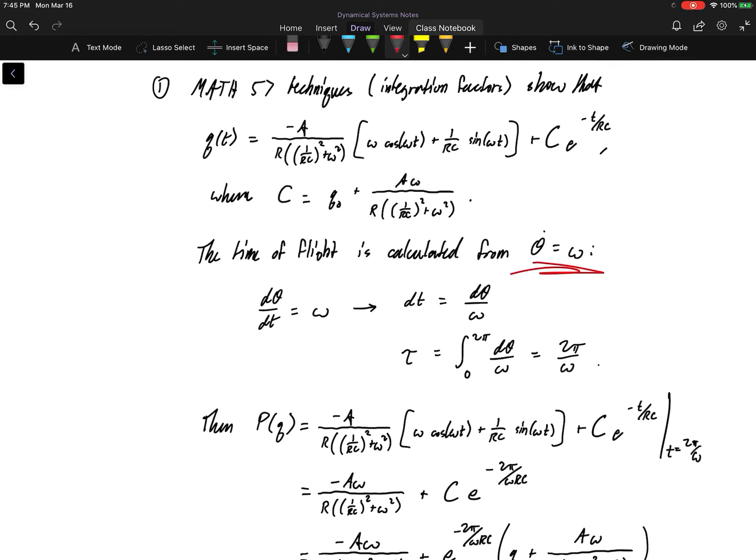The time of flight is a little bit different here. Remember, theta is now equal to an arbitrary rate. But if we think about our d theta dt equation and solve it for dt, we can actually figure out how long it's going to take, right? It's going to take us one period here. So from 0 to 2 pi in theta, we only have to travel 2 pi over omega in time in order to come back to where we started.